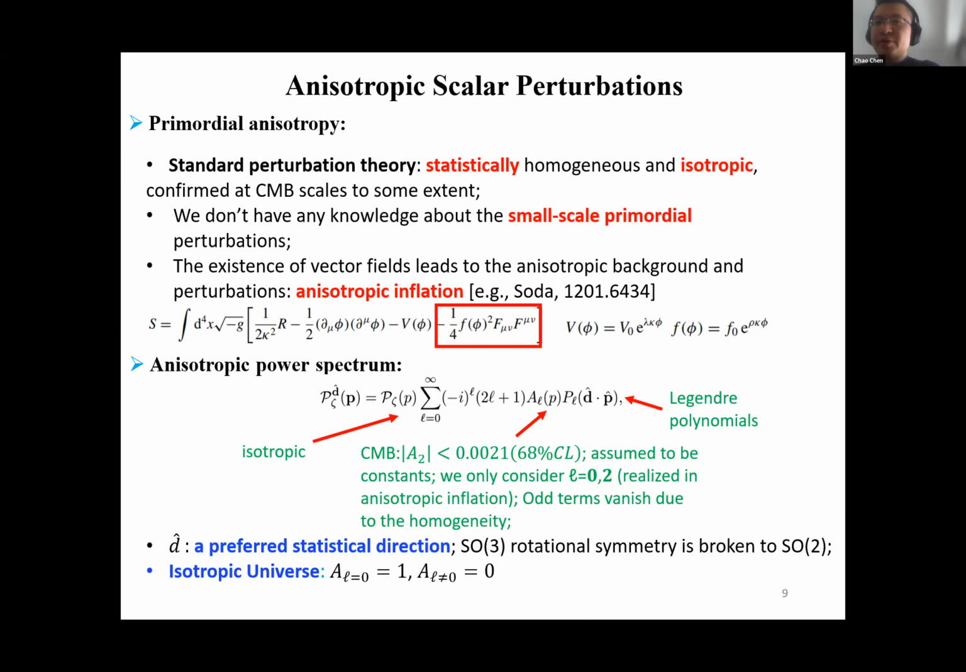So one way is the induced gravitational waves. If you have the enhanced anisotropy, you will have a large induced gravitational wave signal, and you can know you have the primordial anisotropy.